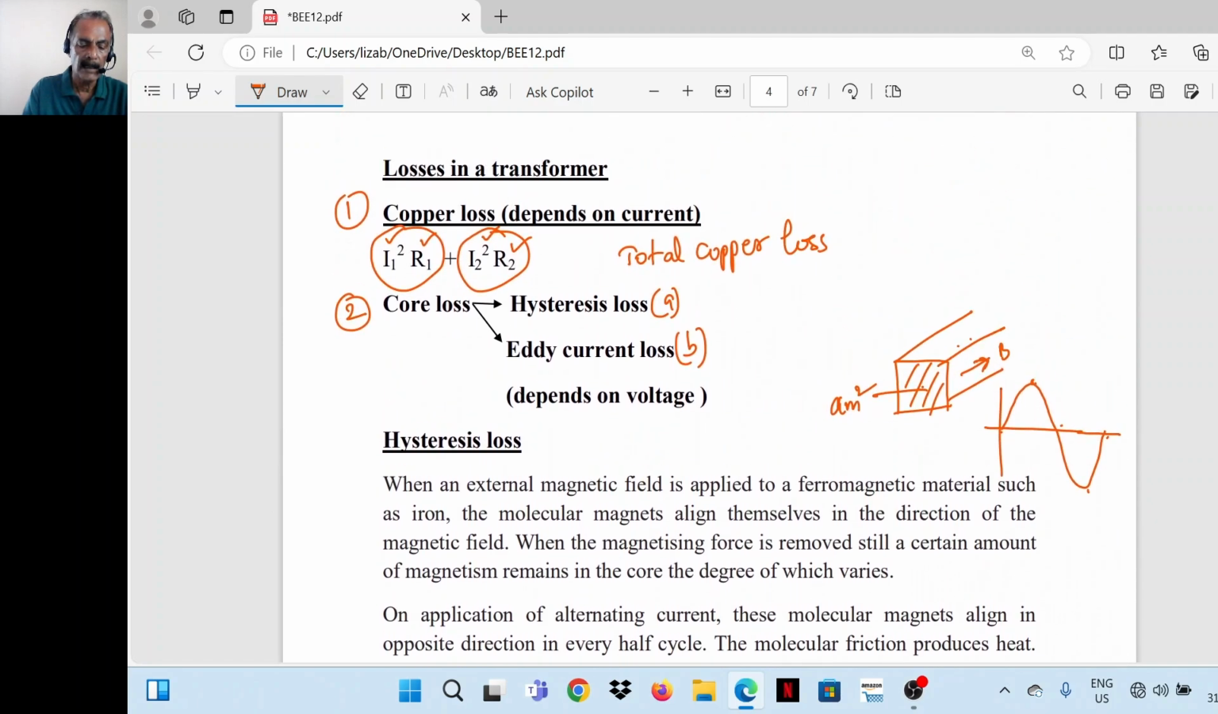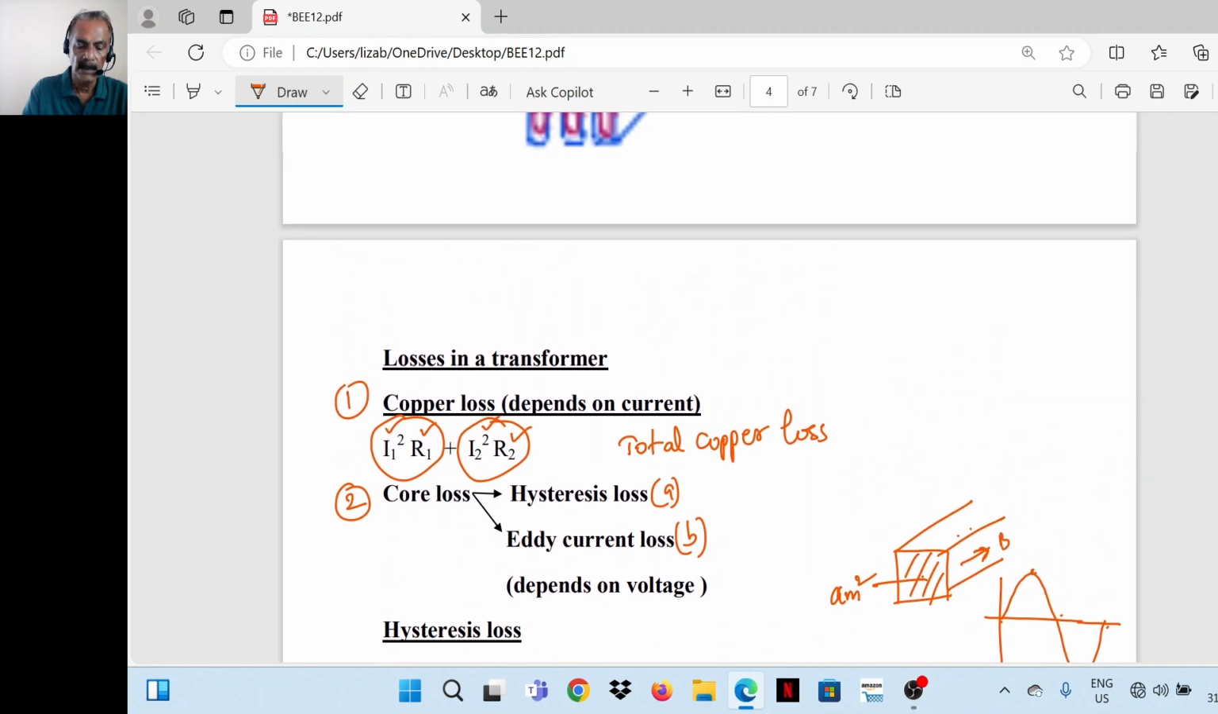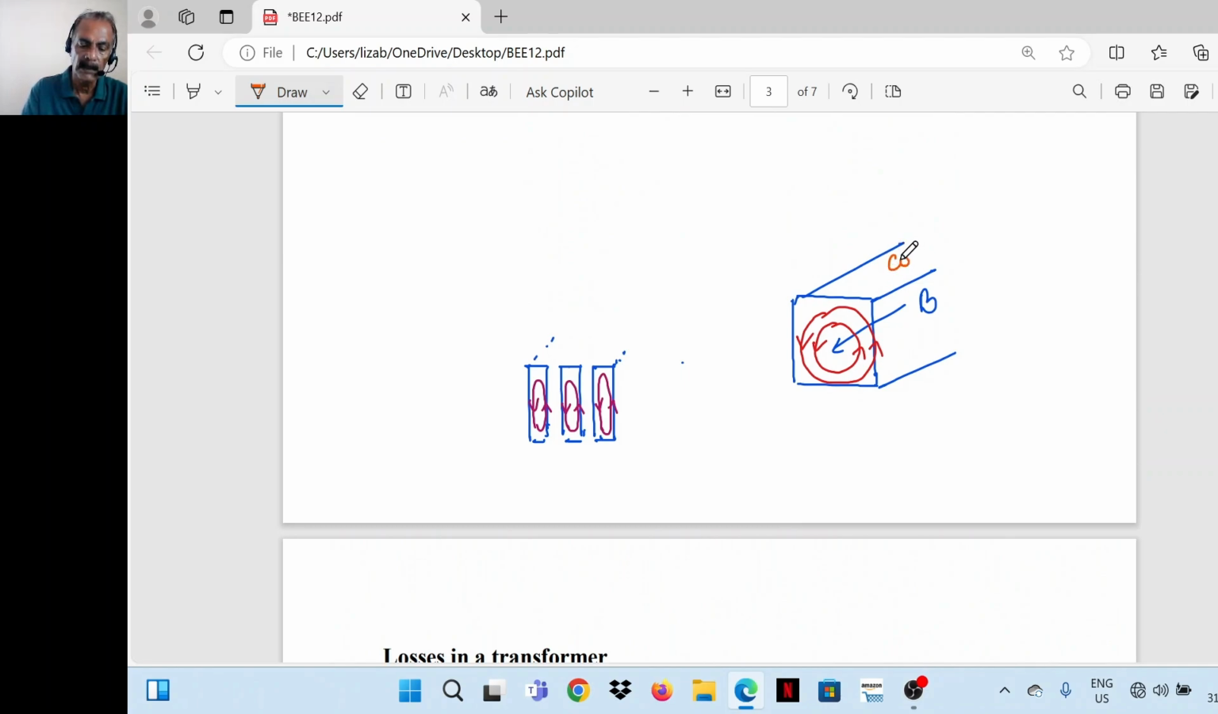Then the next one is eddy current loss. The meaning of eddy current is circulating current. Say this is the core, assume it is a solid core. This is the direction of B or flux. Now this is a time varying flux, it induces an EMF in the core and circulates current. These circulating currents are called eddy currents.